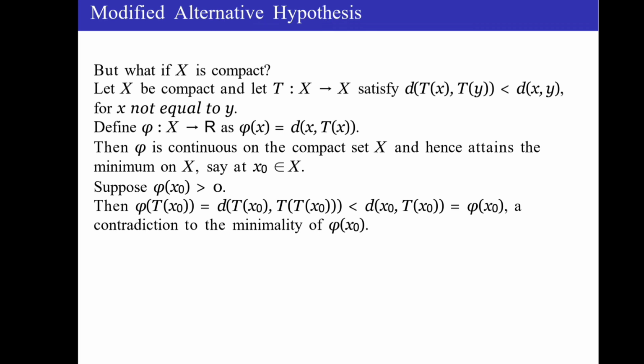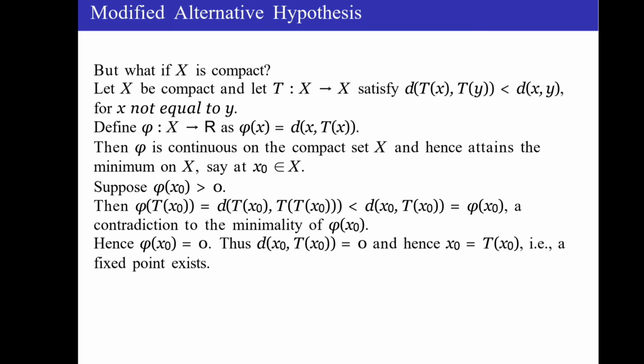Hence we got that phi of t of x naught is strictly less than phi of x naught, but this is a contradiction to the minimality of phi of x naught. Hence we'll have that phi of x naught has to be equal to 0. Hence the distance between x naught and t of x naught has to be equal to 0. Hence x naught equals t of x naught. That means a fixed point exists.